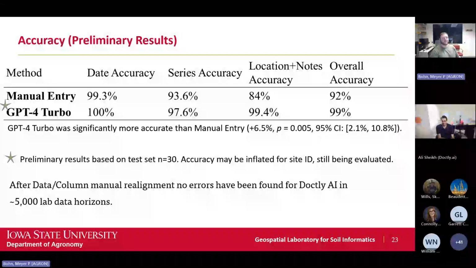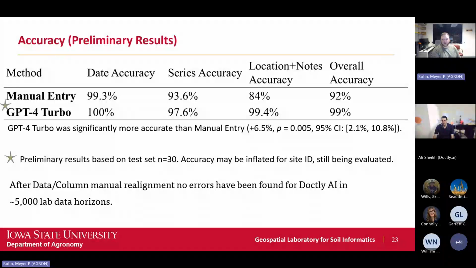I have some accuracy results that are kind of preliminary. I'm still working on getting the text accuracy methods down. It's kind of a new process for me. But with the site data, I did just do like a small test set of 30 to sort of meet that confidence interval requirement. And if we compared it, the human entry versus the GPT-4 Turbo, we had an overall accuracy of 99.